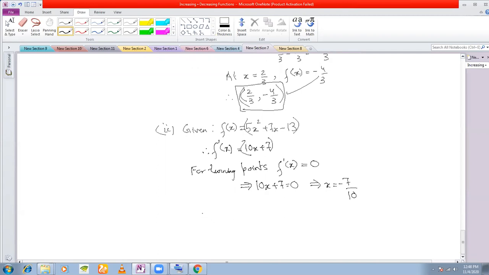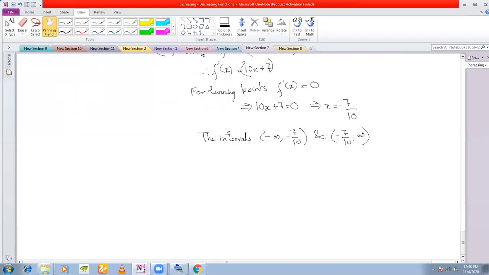Now what you do is you determine the intervals. What are the intervals here? You come from minus infinity till minus 7 by 10, and from minus 7 by 10 you move to plus infinity. Is this clear or not? Yes, sir. Clear.